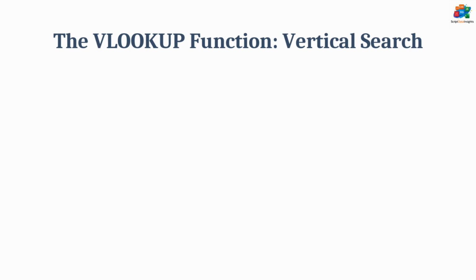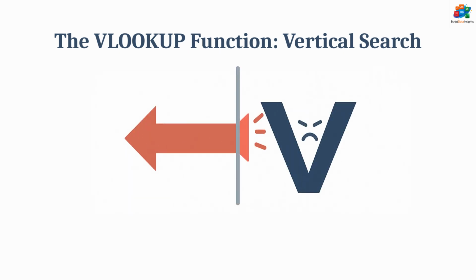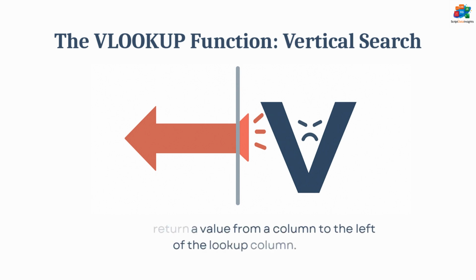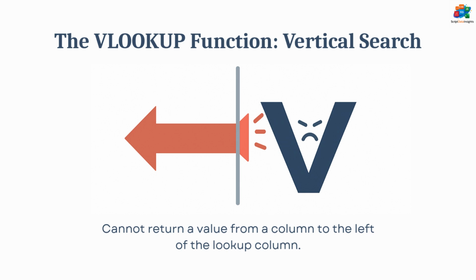However, VLOOKUP has one notorious limitation that has frustrated users for years. The vertical search must always begin in the leftmost column of your selected range. As this image clearly illustrates, VLOOKUP cannot return a value from a column to the left of the lookup column. This often forces users to awkwardly rearrange their data, which can be inefficient and confusing to maintain.